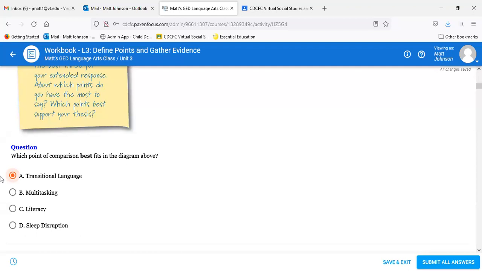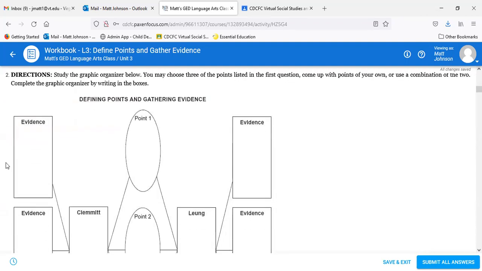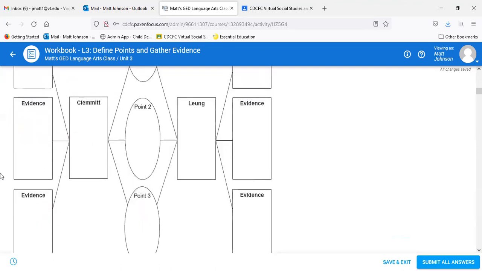Only the first one talks about multitasking, only the second one talks about literacy, and only the first one talks about sleep disruption. So the only thing that you could really compare there as far as those reasons are transitional, or you can't really compare those reasons. You could compare the evidence. So that leaves transitional language. So they have, like I said, this sort of clunky looking idea.